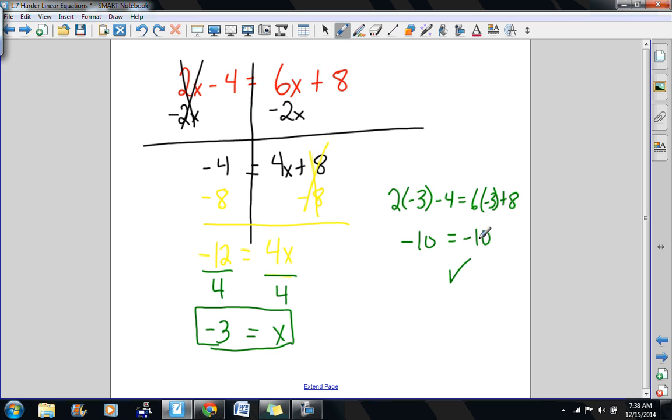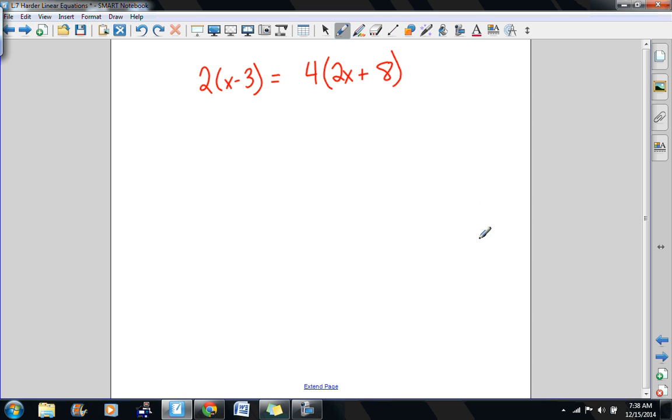So that's the first example that we can work on. Second example, if you would like to try this one on your own, you definitely can. We have to do distributive property twice. Distributive property over here becomes 2x minus 6. Distributive property on the right side becomes 8x plus 32.